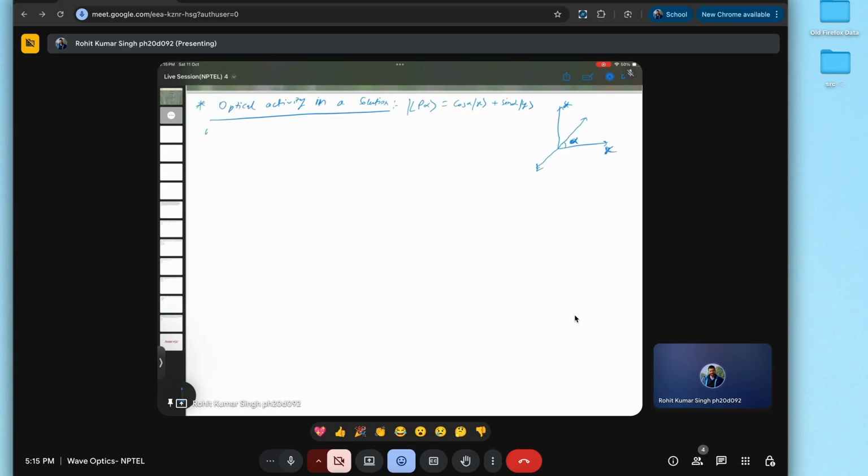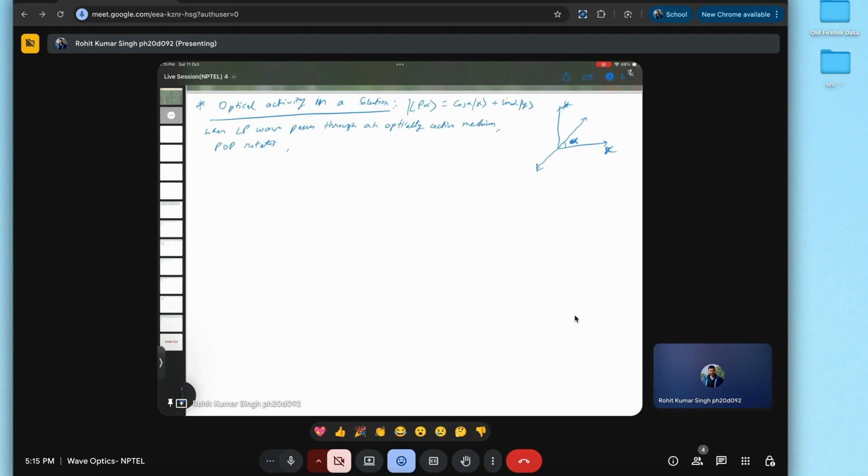So when a linearly polarized wave passes through an optically active medium, the plane of polarization, we call it POP, rotates. So this alpha changes. Now how do we understand this?